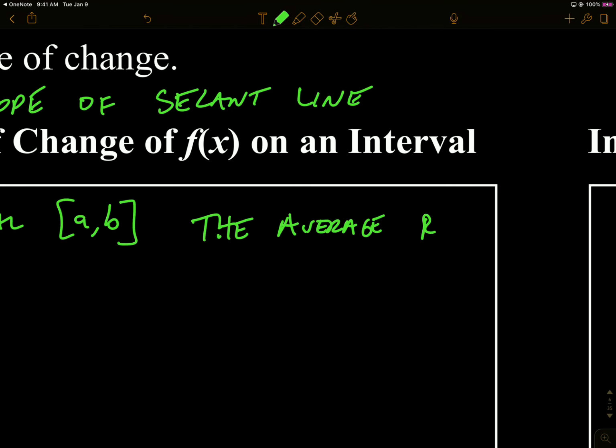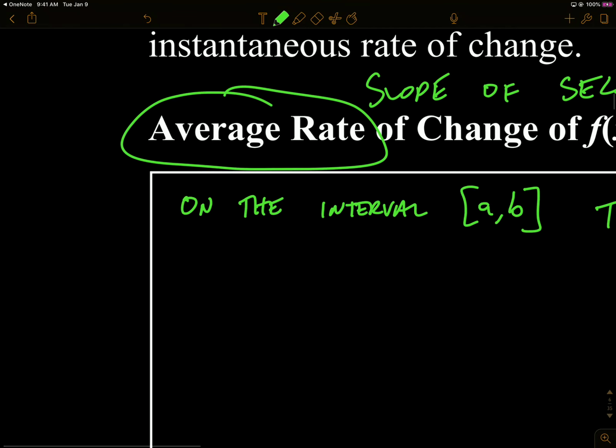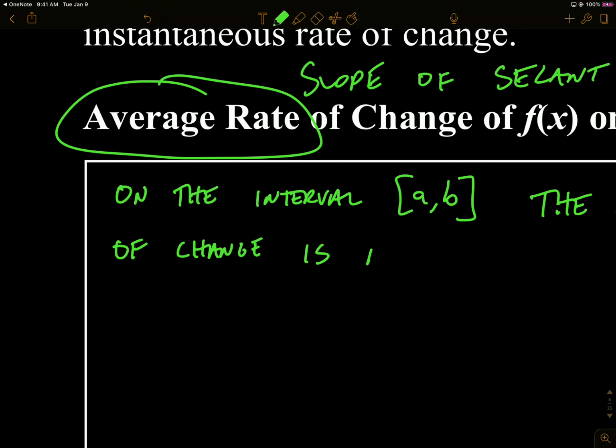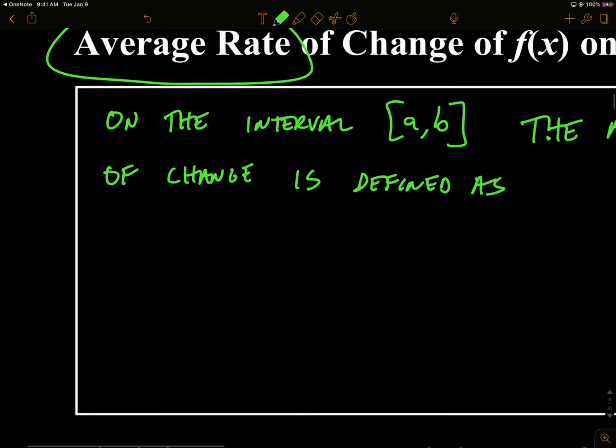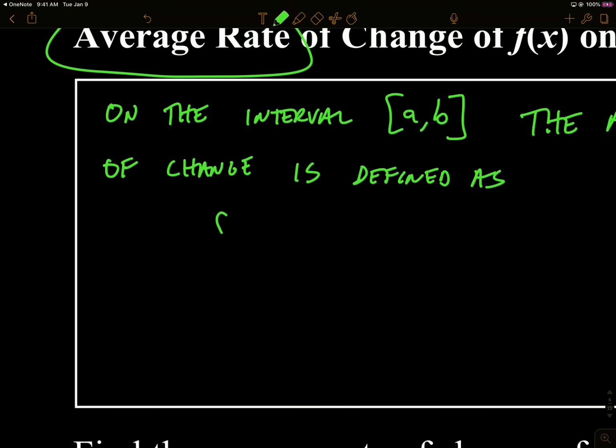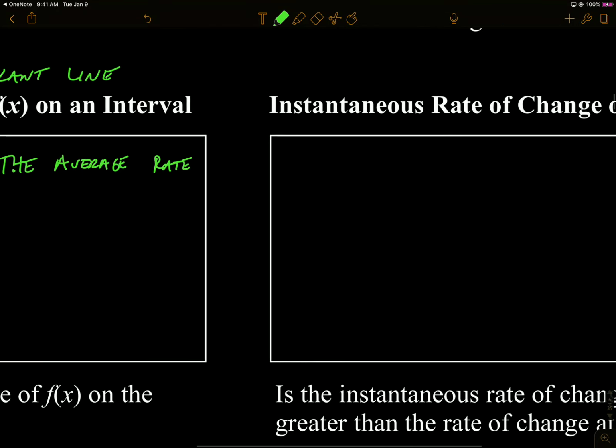The average rate of change is defined as the slope of the secant line of the endpoints, right? So I take the y value from one endpoint and subtract the y value of the other endpoint. Then we subtract the x's. This is our average rate of change. It's the slope of a secant line on an interval.